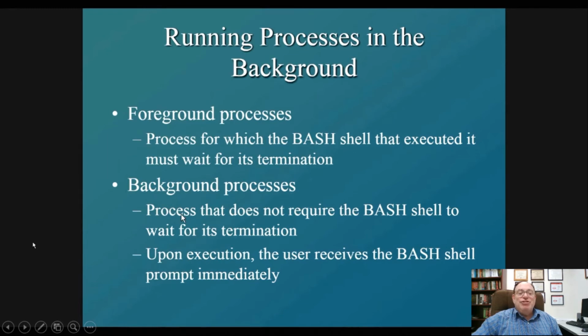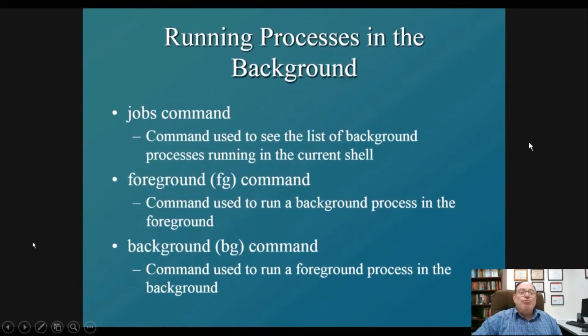So this background process does not require the bash shell to wait for its termination, but it may require something else to wait for termination. Upon execution, the user will receive the bash shell prompt back, or the print queue back, clear. Running processes in the background, there's what they call the jobs command. The jobs command is a command that you use to see a list of the background processes that are running in the current shell. So if you're running in a current shell, a bash shell, and you want to know all the background processes that are running for your shell, you could use the jobs command for that.